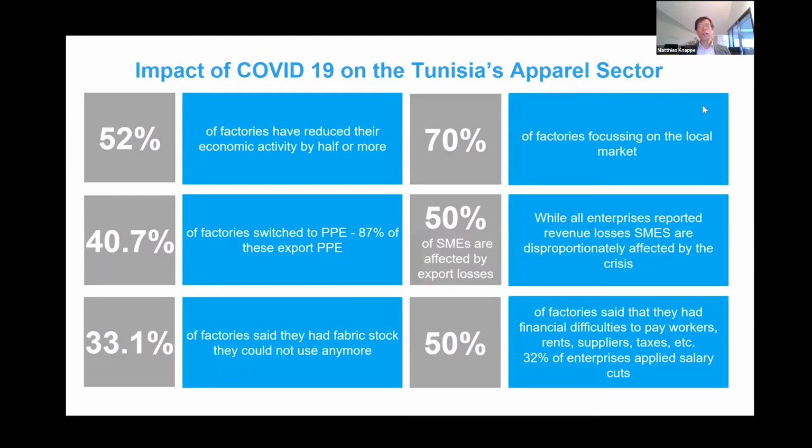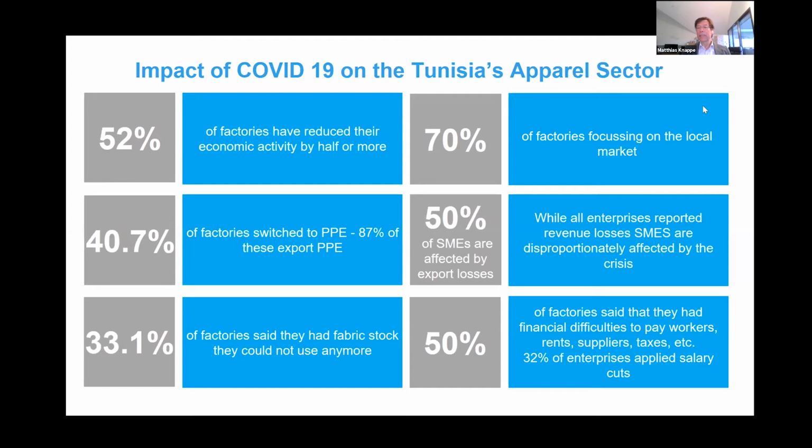We have been doing similar things in Tunisia. What did we find in Tunisia? So far, we found that 52% of the factories that we interviewed reduced their economic activity by at least half or even more. There has been a big shift towards the local market. If they cannot export, they sell locally. 70% of the factories are now focusing, at least during the first wave, on the local market. About 41% of the factories switched to producing PPE. And interestingly, out of these, 87% are actually also exporting PPE, mainly masks and gowns.